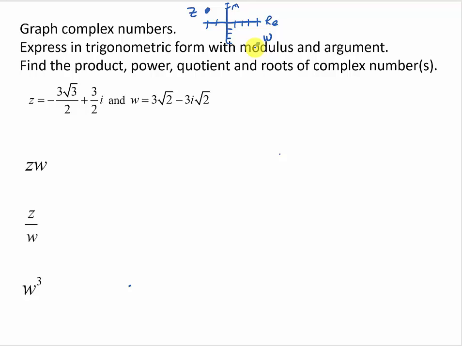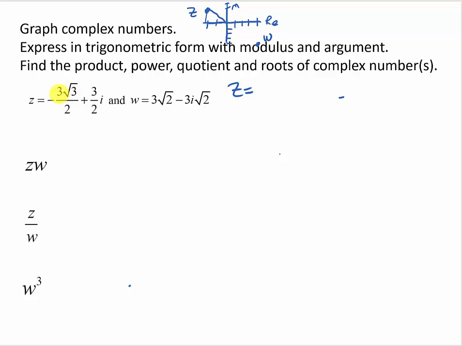So it looks like Z is in quadrant 2 and W is in quadrant 4. Now let's go ahead and get these in the trigonometric form so we can then do various operations on them. So remember, for trigonometric form we need to find R, and R would be the length right here.